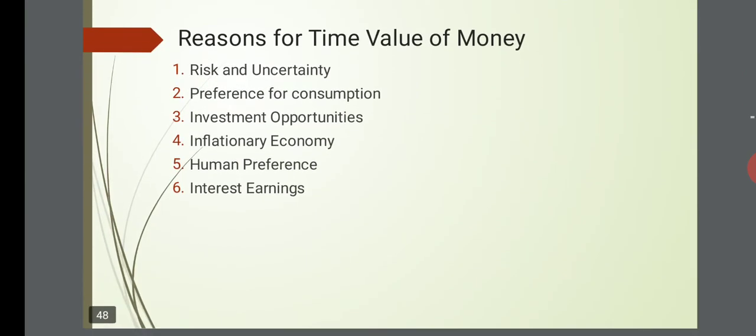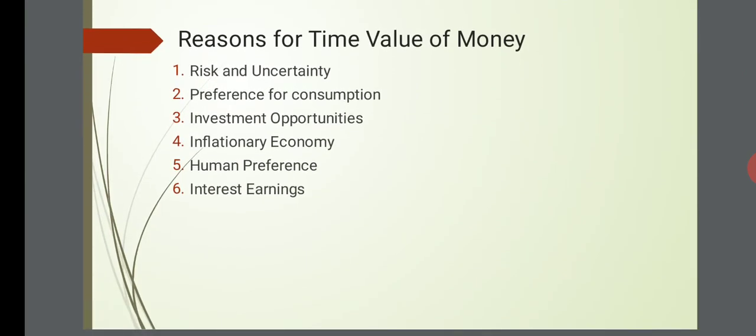The reasons for time value of money: risk and uncertainty, because time is always associated with risk and uncertainty. Preference for consumption, everyone tries to consume today itself. If you ask someone to choose one of two options, that I'll pay you 1,000 rupees today or tomorrow, everyone will choose today. So there's a preference for consumption.